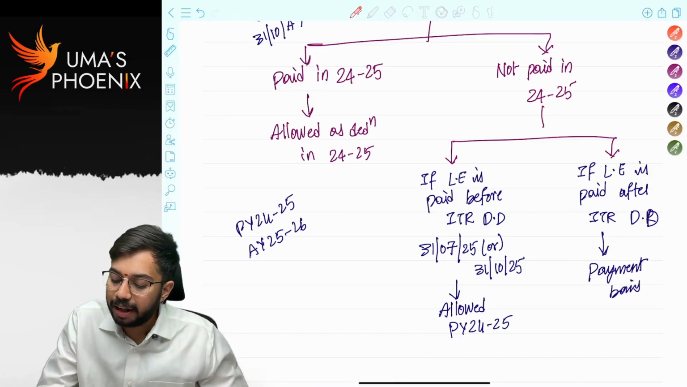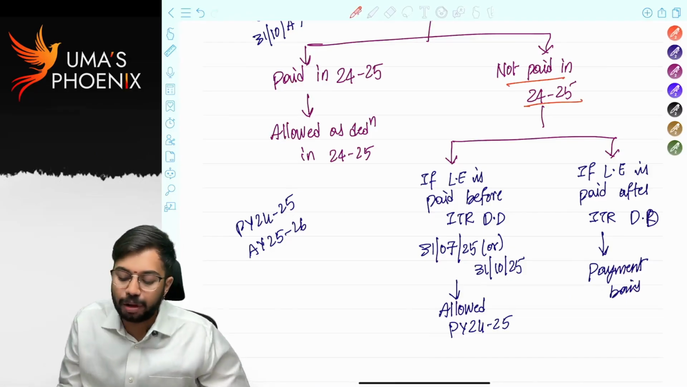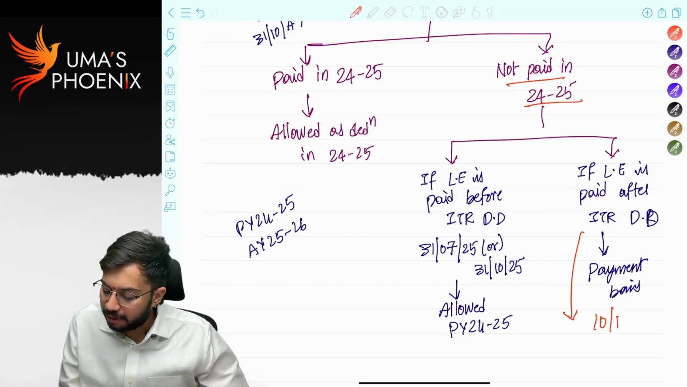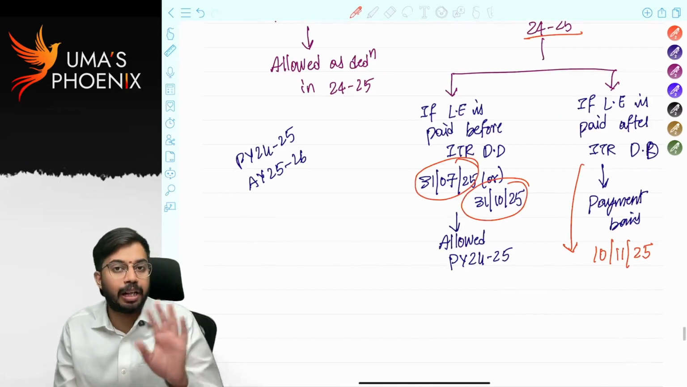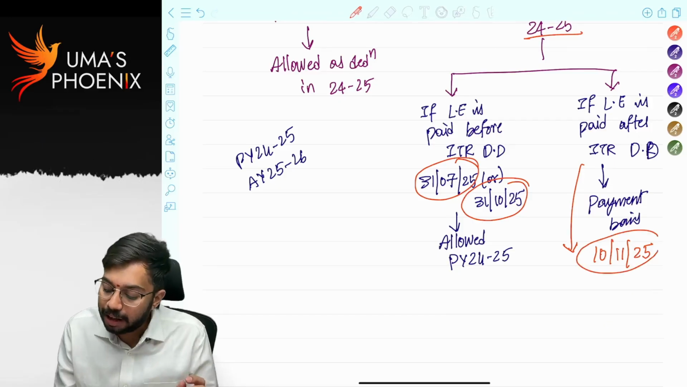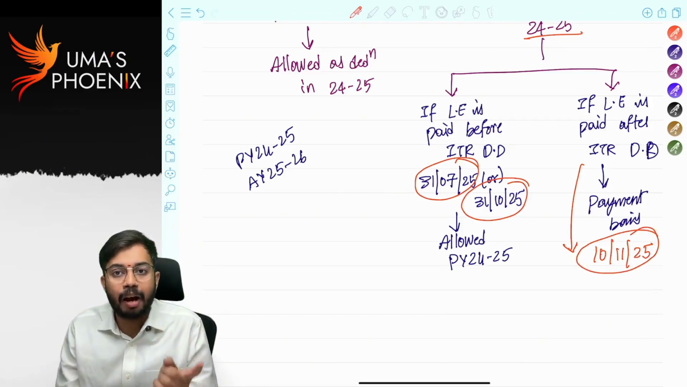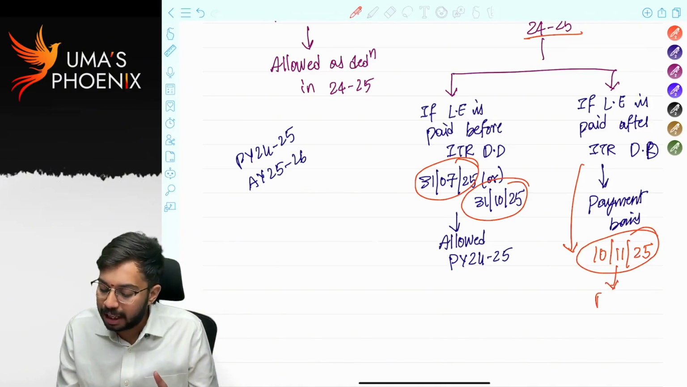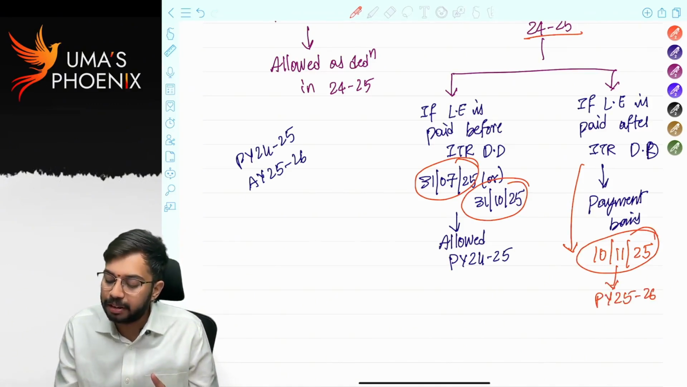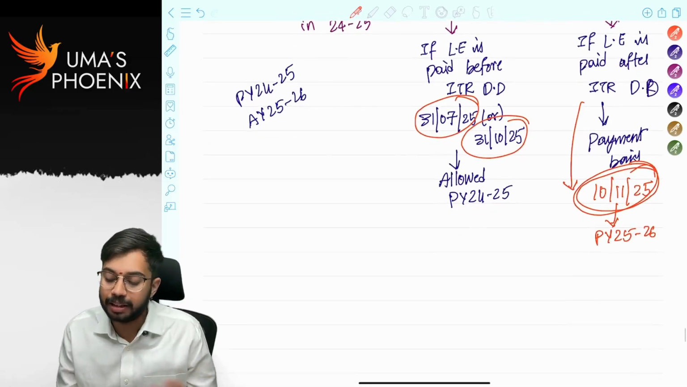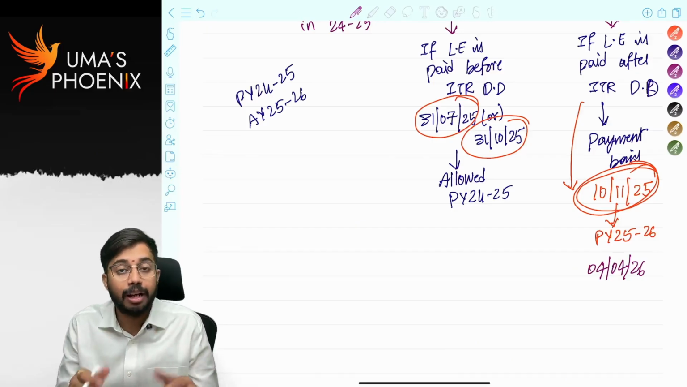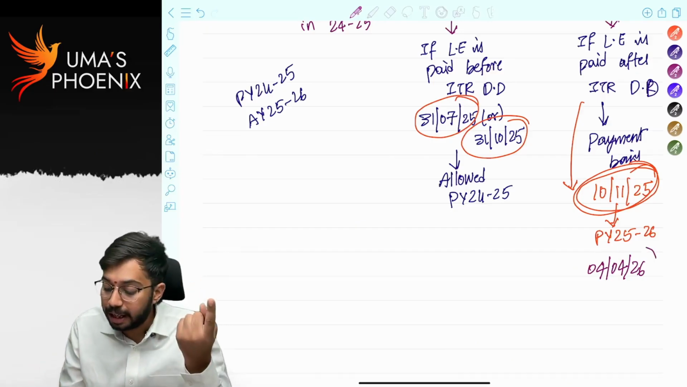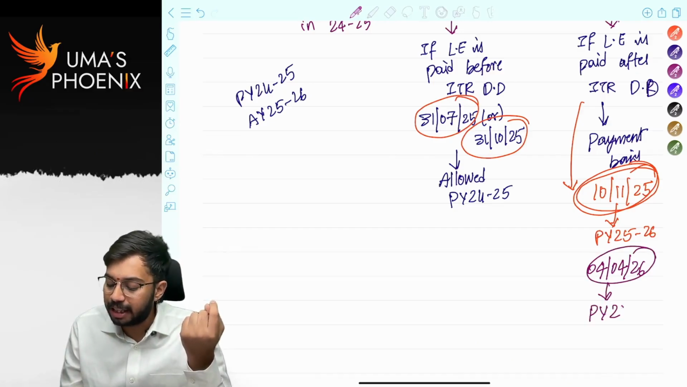Let's say leave encashment not paid in 24-25 but paid on 10th November 25. 10th November means what? After 31st July, after 31st October, right? Leave encashment is paid after ITR due date. Now this is allowed as deduction in 25-26 because it was paid during the previous year 25-26. Another example, leave encashment was paid on 4th April 2026. Not paid in 24-25, not paid in 25-26, but it was paid in 26-27. So it is allowed as deduction in 26-27.